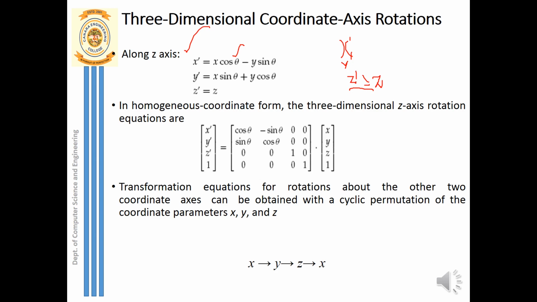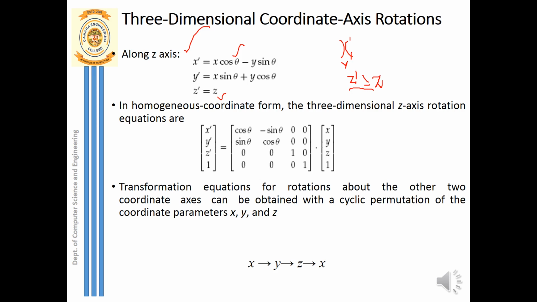So you can just go back to the video where I explained two-dimensional rotation, and you can go through how the equations are written. Similarly, y dash is equal to x sin theta plus y cos theta, and finally what remains unchanged is the z values. Now, keeping these three equations in mind, can we convert this into matrix format?